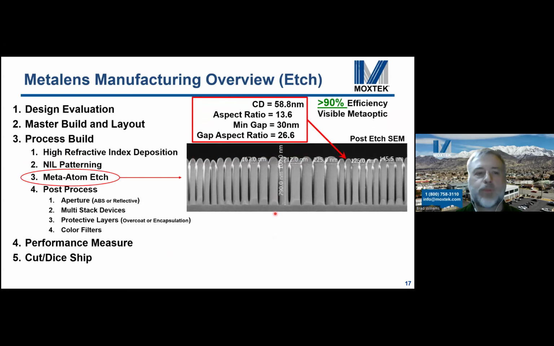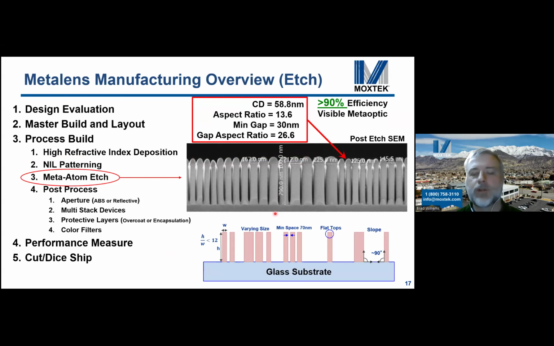So then you've got to build your meta atom into your high refractive index material. So then you've got to go through the etch, and you can see in some of these post-etch SEMs, we're getting a CD of just under 60 nanometers, an aspect ratio of over 13. And this gap in here is 30 nanometers. And this is one of the devices that was greater than 90% efficiency.